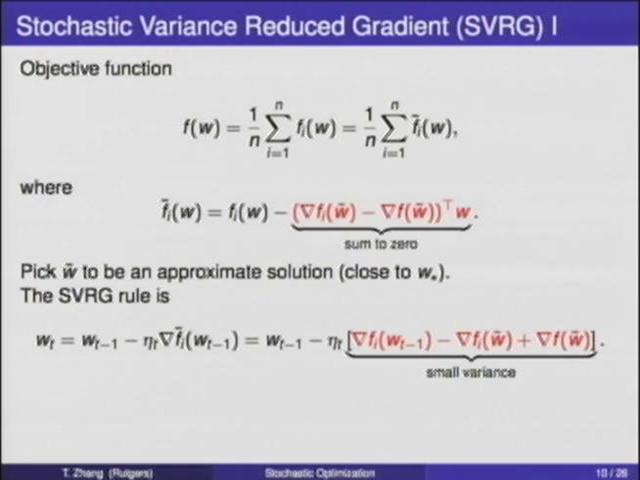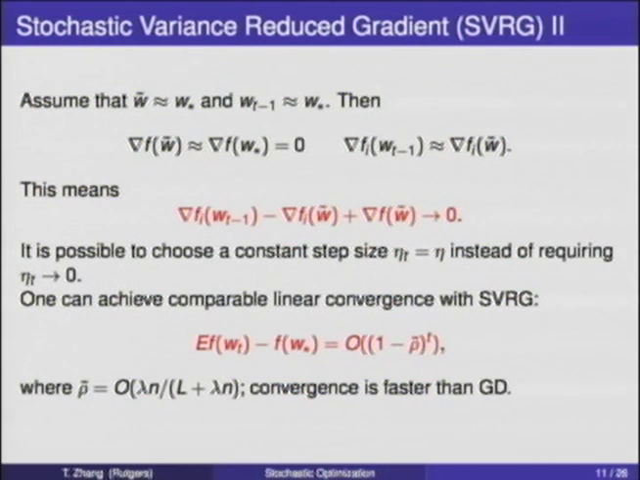The point is the original SGD has a large variance. It's a fixed, constant variance. There's no way you avoid it. But this one has small variance. Why is that? It's actually not difficult to see. Here is why it has small variance. The variance actually goes to 0.